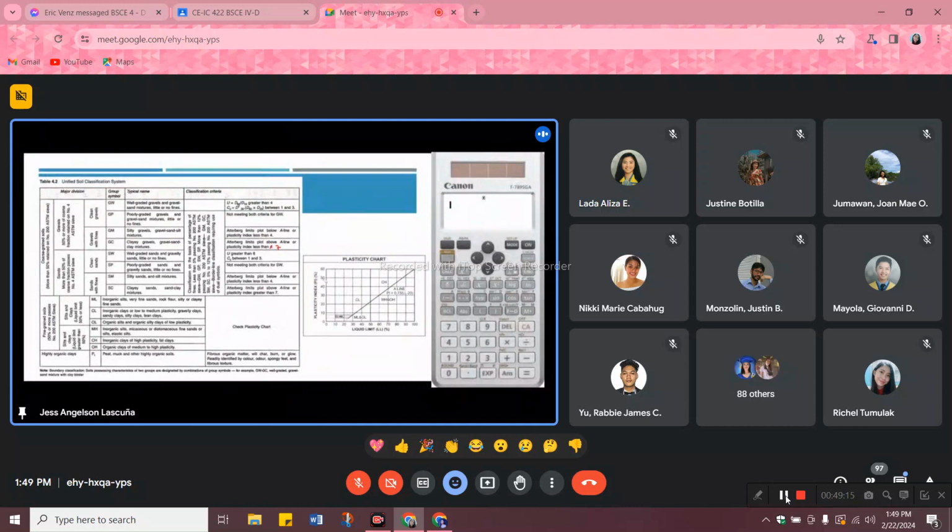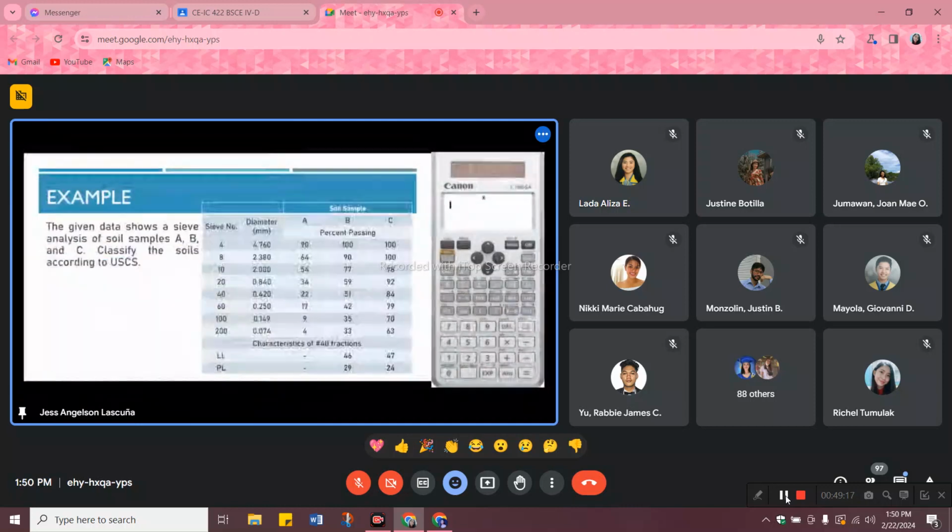Sige, without further ado, mag-solve ta. Sama ni mga numero ha. The given data shows a sieve analysis of soil samples A, B, and C. Classify the soils according to USCS. Sige, 10 minutes ka ginhawa before ta mo-proceed ani.